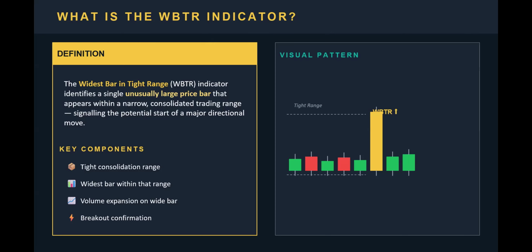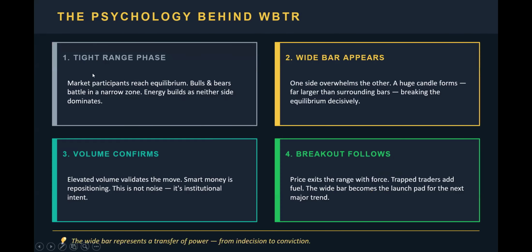This is the visual pattern, just like a graphical pattern I have here. You can see it is a tight range. It may not look exactly like this, different presentations will be there, and you are seeing the widest bar over here. The widest bar signifies something is cooking, because the psychology behind the widest bar in a trading range phase is that market participants reach equilibrium.